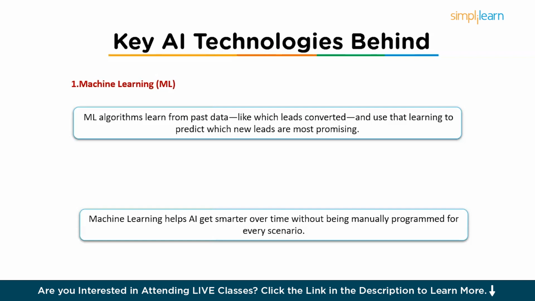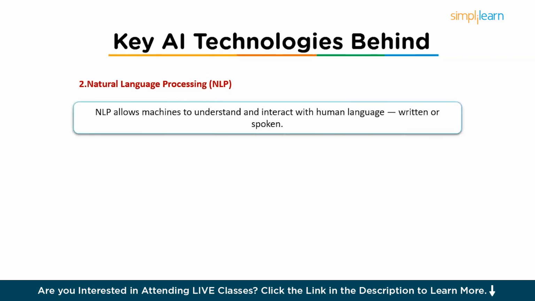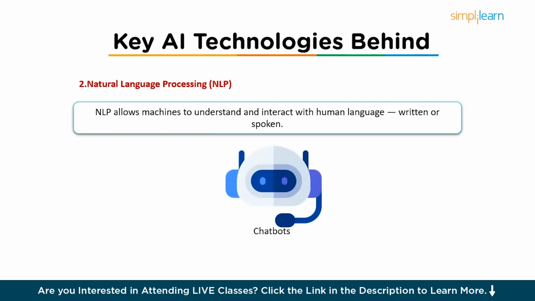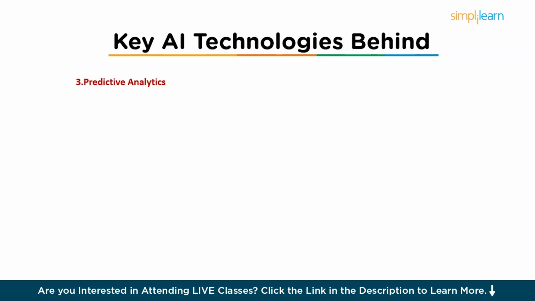So let's now move on to the next technology, natural language processing, that is NLP. NLP allows machines to understand and interact with human language, written or spoken. For example, chatbots that can answer your questions, detect what you need, and guide you to the right source use NLP. Then the third one is predictive analytics.